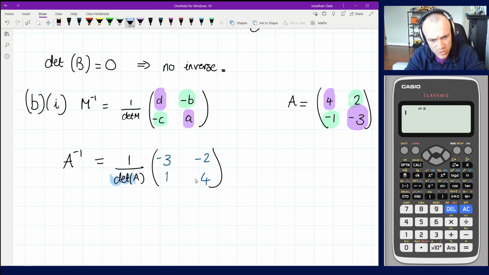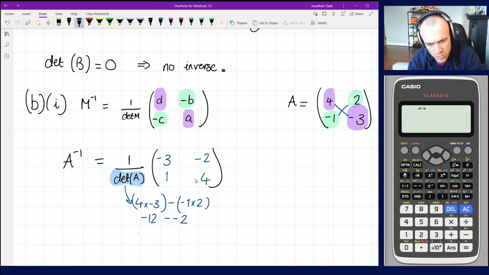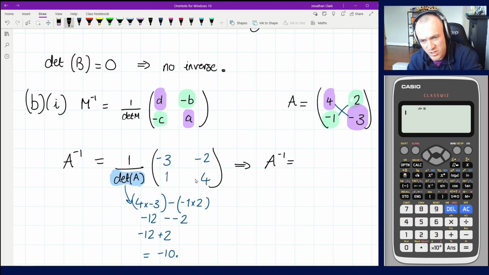As for the determinant, the formula for the determinant is ad, the top left times the bottom right, take away -1 times 2. I'm going to get here -12, take away -2, which is -10. Let me tidy this up a bit. Inverse matrix A is going to be 1 over -10 times the matrix -3, -2, 1, 4.